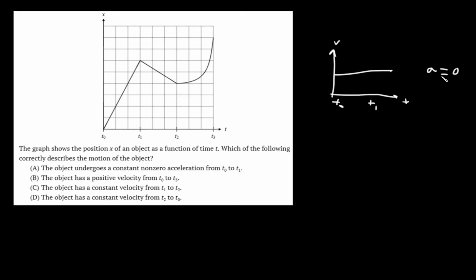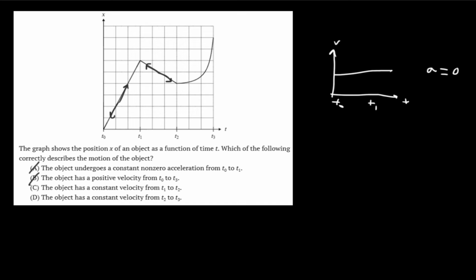Now for B, the object has a positive velocity from t0 to t3. So in order to find the velocity from a position versus time graph, what do we do? We look at the slope. So in this case, the slope is positive, which means it has a positive velocity. But in this case, the slope is negative, which means the velocity is negative. Therefore, B cannot be true.